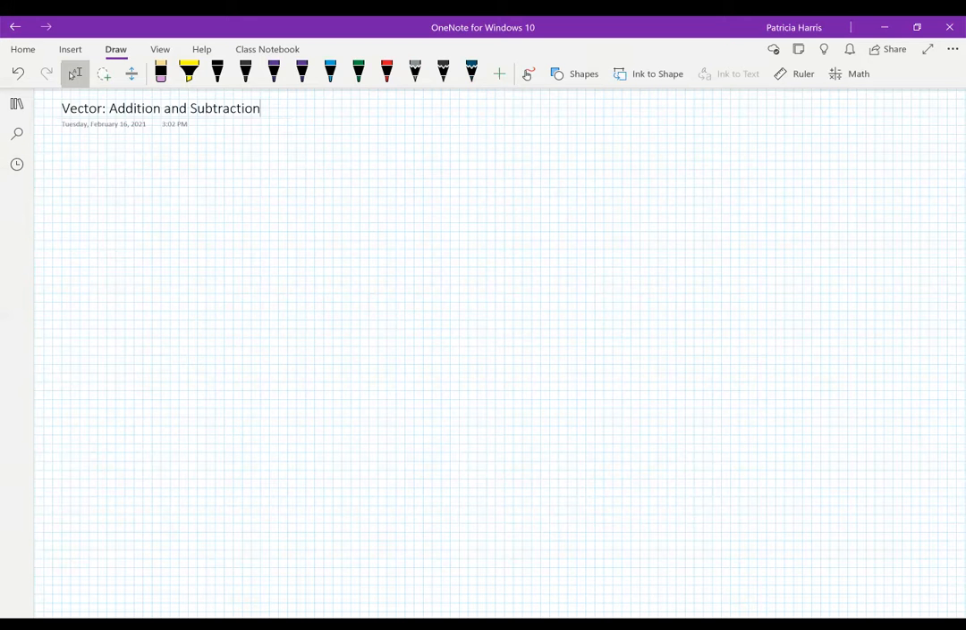Okay, so now we're going to talk about adding vectors and subtracting vectors. They talk about three methods of adding vectors in Edgenuity. The first way to add vectors is called head to tail.